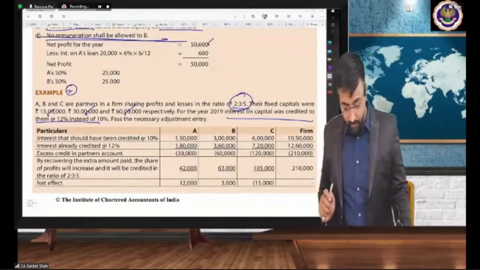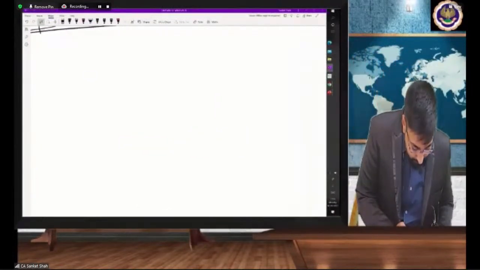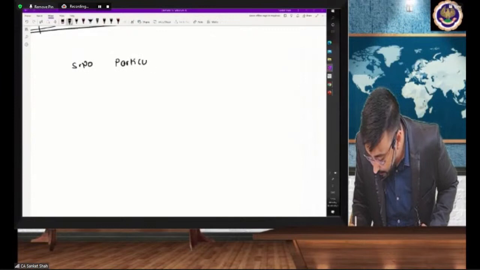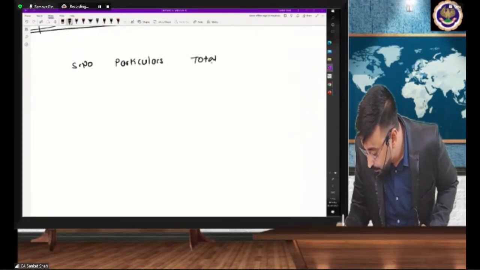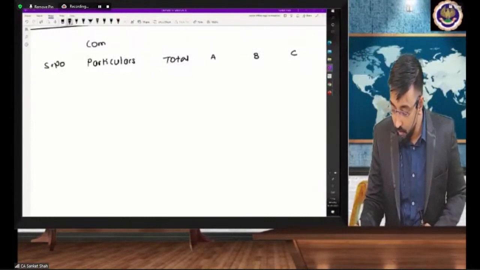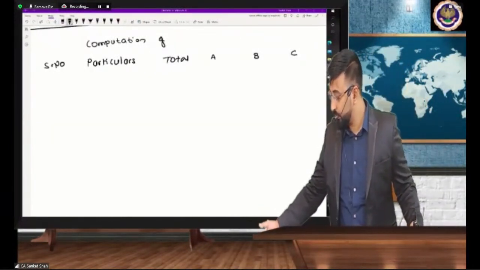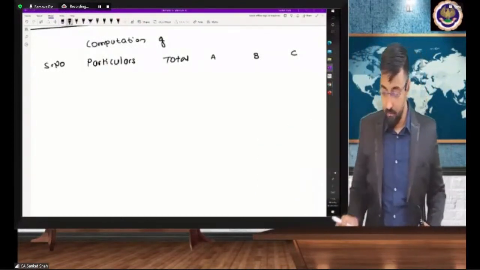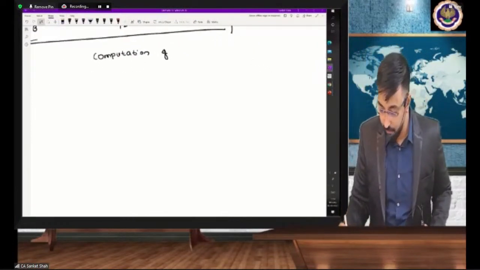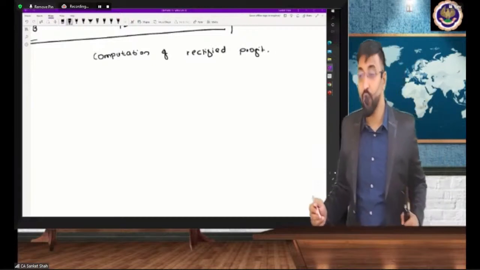Now, very important. I can use a shortcut. Now the shortcut, chalo, write it down. Serial number, particulars, total, A, B, C. The heading is computation of rectified profit. Do you have the answer? Okay. Sorry, I will give another presentation. Computation of rectified profit. Write it down. Yes, I will give you a shortcut for this.